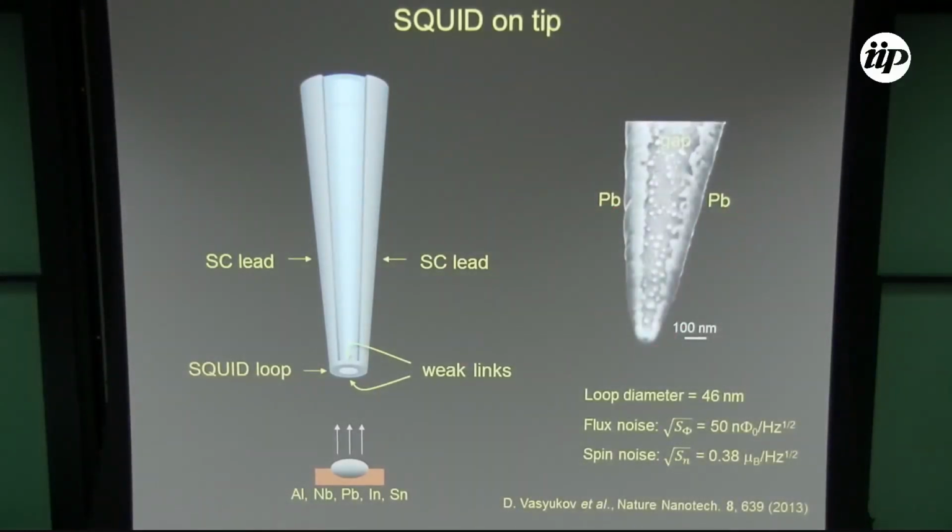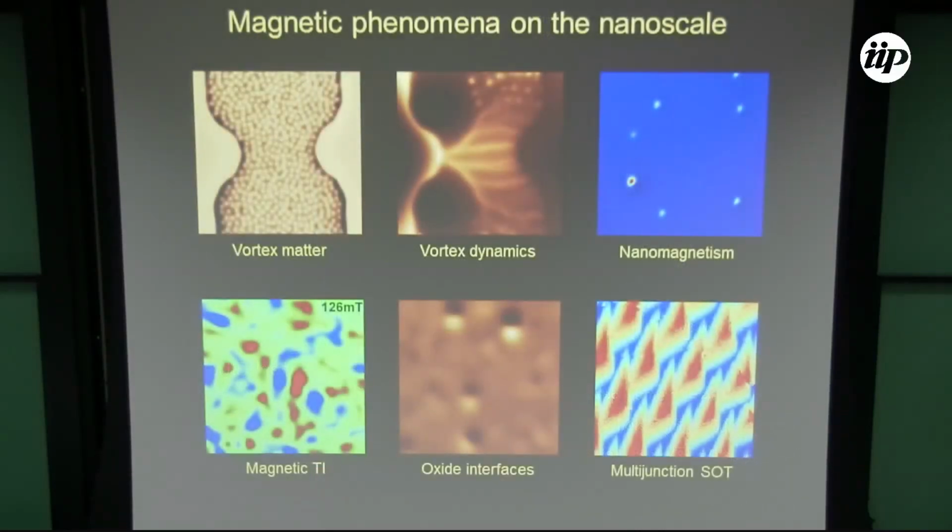This is a lead SQUID. We can do diameters down to a few tens of nanometers. The flux noise is down to 50 nanophi naught per square root hertz. And as a result, we have very good spin noise of a fraction of a Bohr magneton per square root hertz. So we incorporate these SQUIDs in a scanning SQUID microscope.